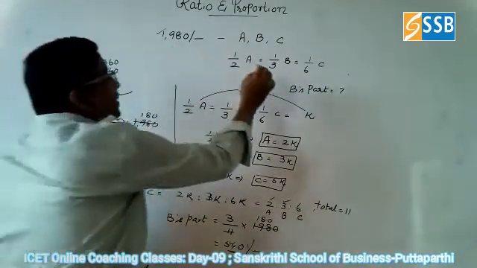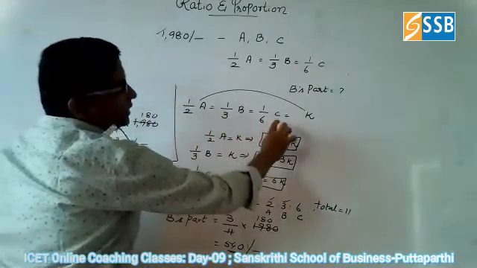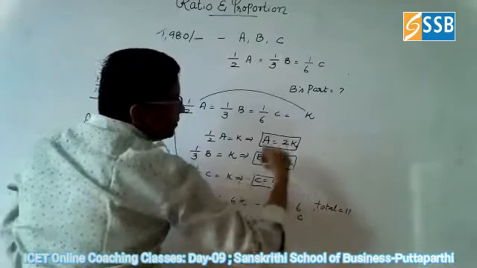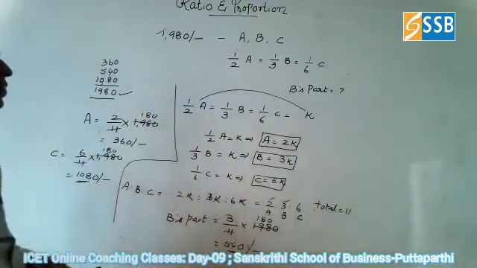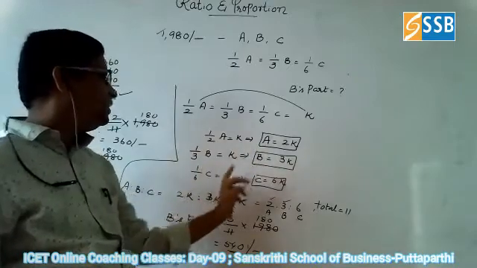So let us assume this one as K: 1/2 of A and all the three are equal. So that's why you can equate them with one another. So 1/2 A is equal to K means A is equal to 2K, then 3K, 6K.